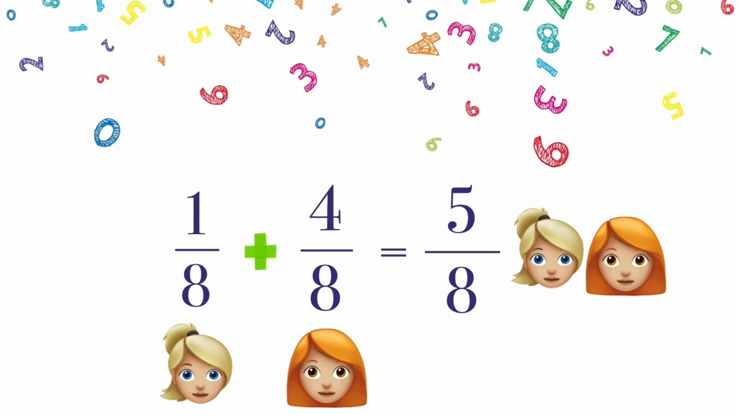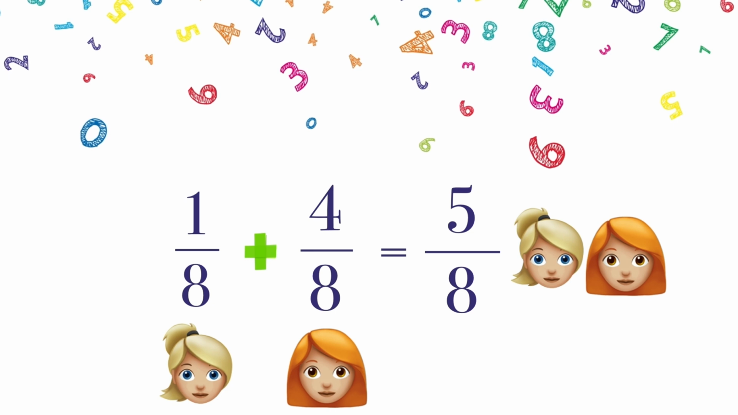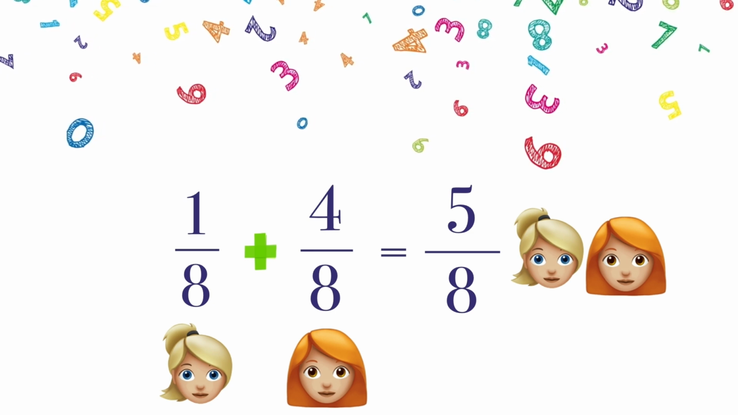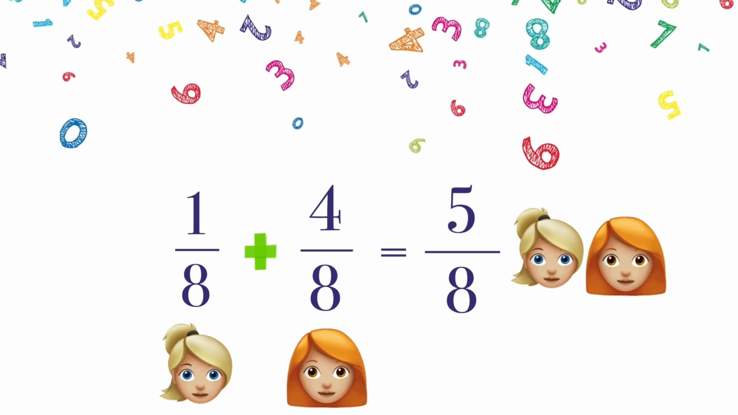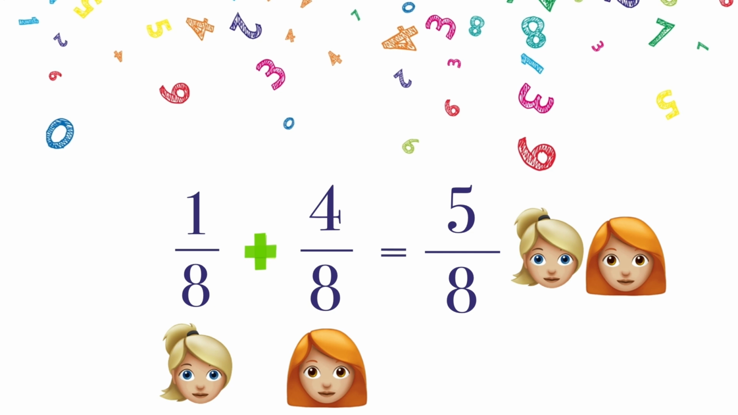With both denominators on equal footing, we can now add the two fractions. 1/8 plus 4/8 equals 5/8. Do not forget to reduce if possible, though in this case 5 and 8 do not have any common factors greater than 1, so we cannot simplify the fraction anymore.